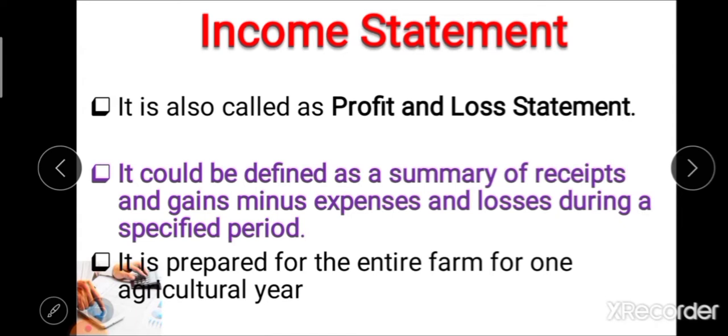And this income statement is prepared for the entire farm for one agricultural year. That means there is one income statement for one year and it can be prepared for the whole farm. This is the meaning and definition of income statement.